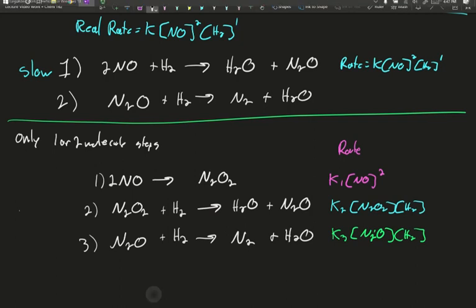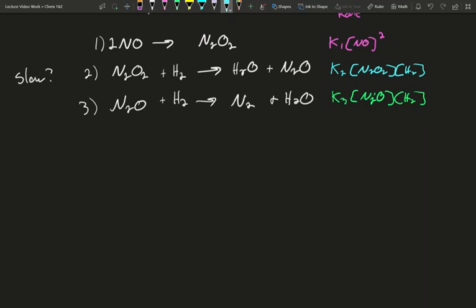So what if the second step was slow? Well, in this case, this would say that our rate was equal to K2 N2O2 and H2, except it includes everything before. How do we bring step 1 of this mechanism in? Well, that's actually where our N2O2 comes from.